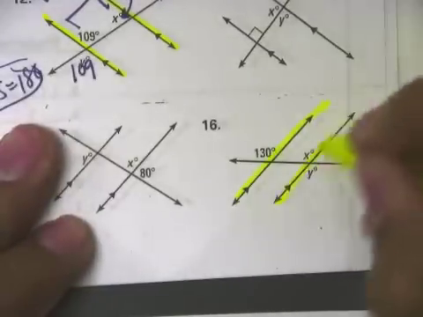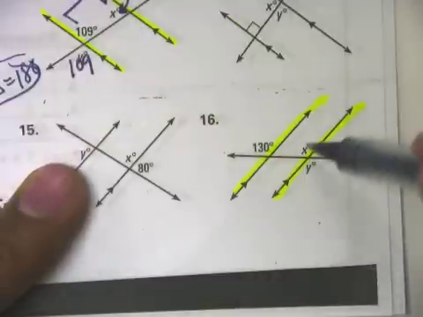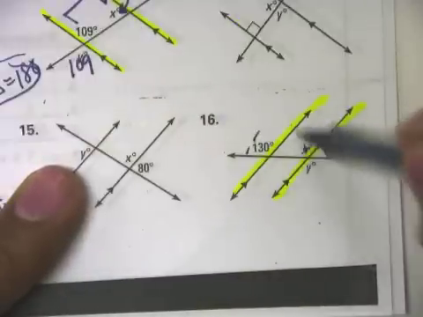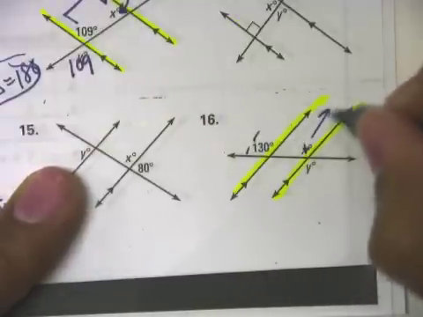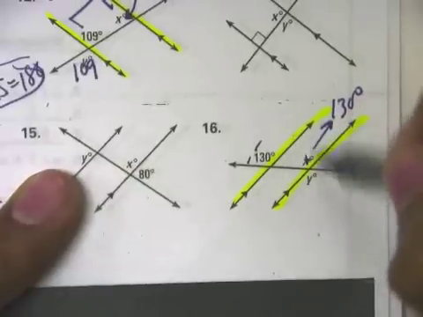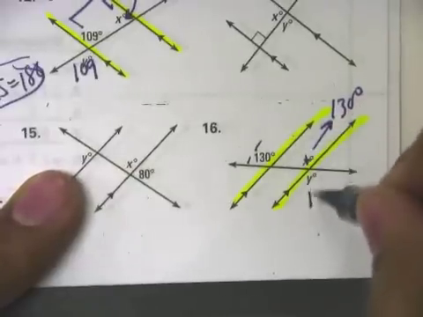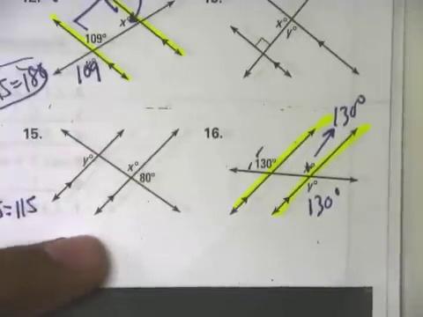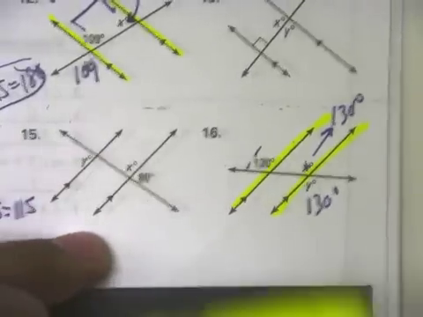Next, here again are my two parallel lines. I know that x and the 130 are corresponding, meaning they match. So I know that x is going to be 130 degrees. And I also know that these are vertical angles, and they are congruent. So y is also going to be 130 degrees.